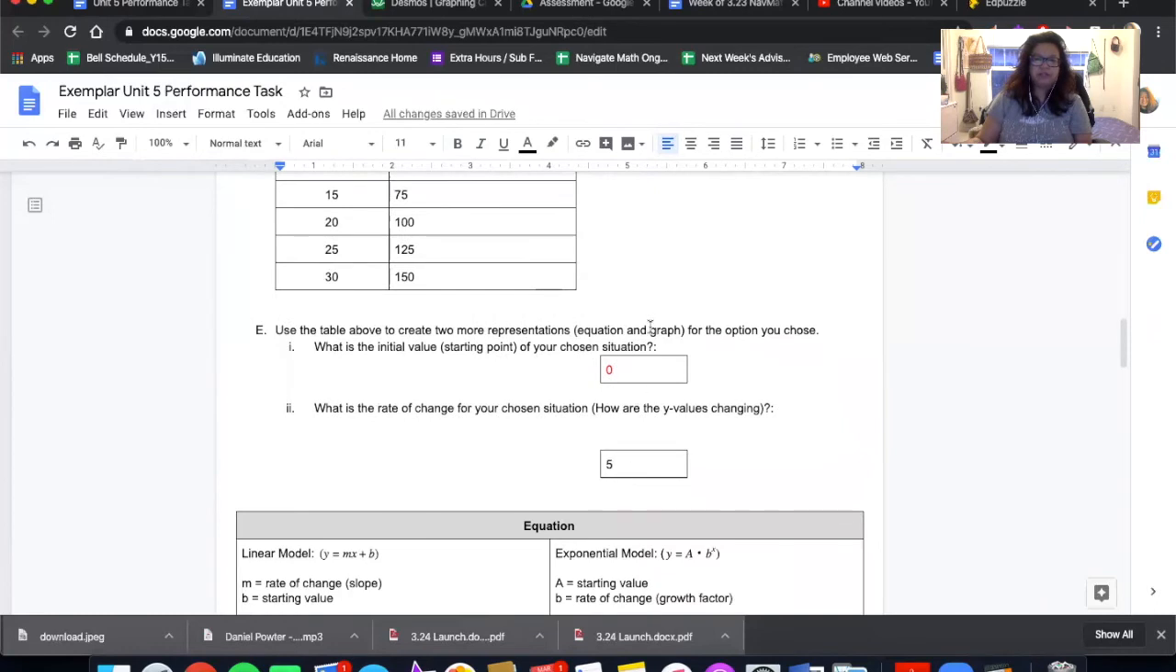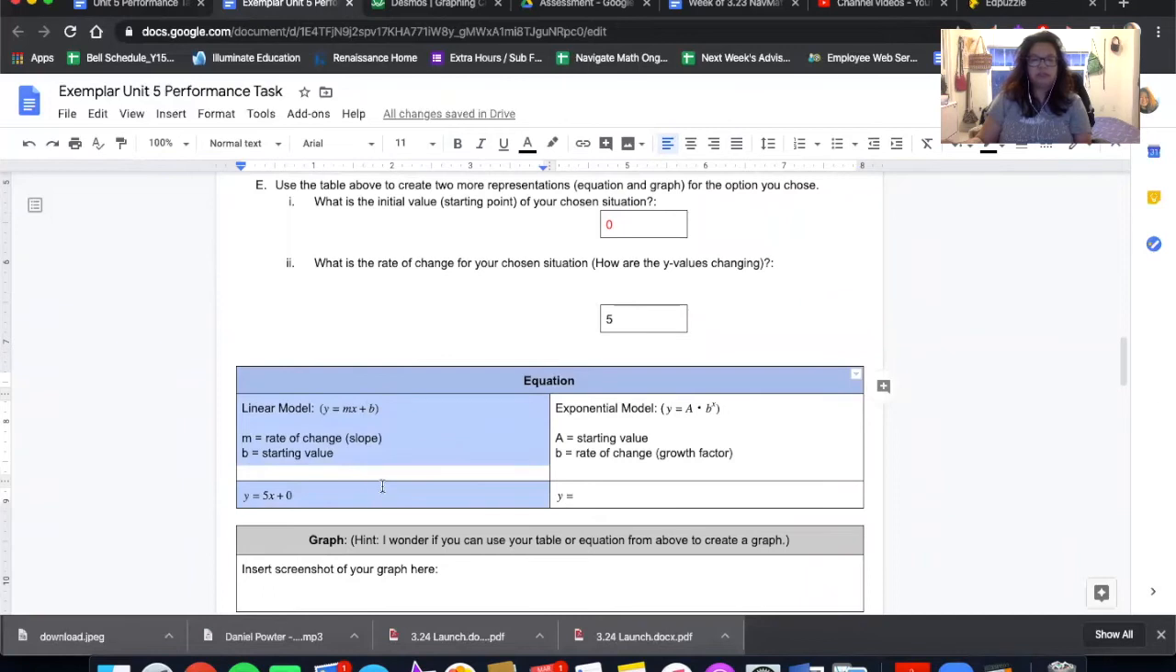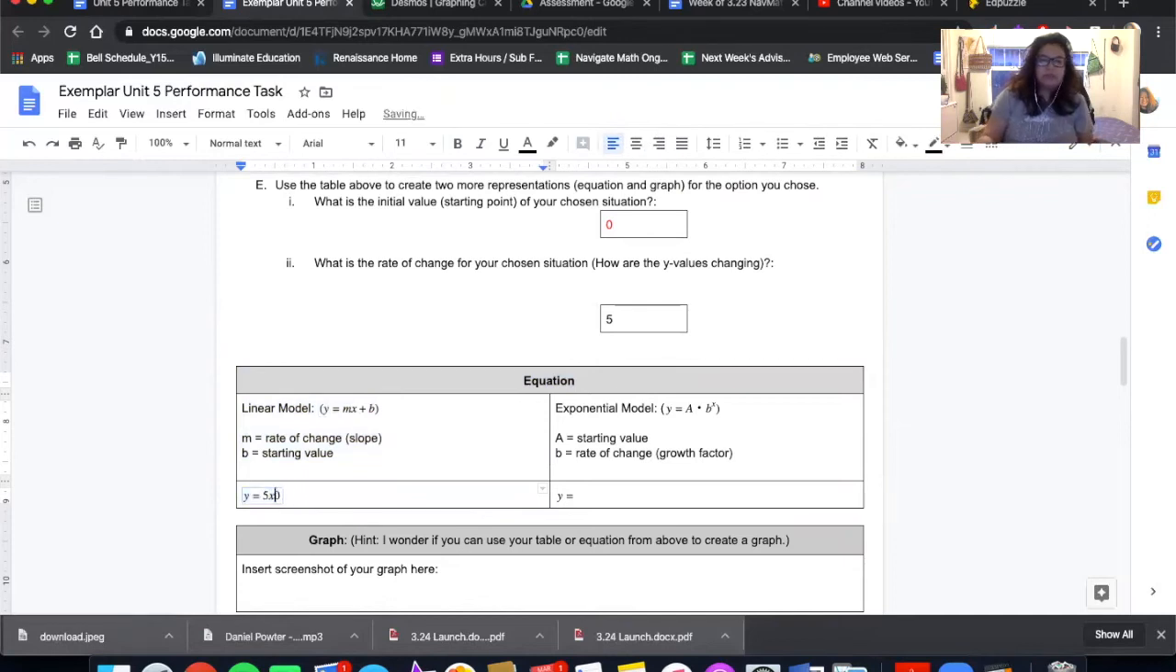I answered these two questions, and because I chose a linear model, I filled out this side of my equation because it's how I set up my linear model. Right here, I typed in my equation. So what you need to do is click into this box and press the arrow button to the left so that the blue box highlights the equation.